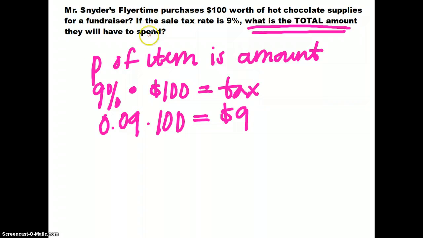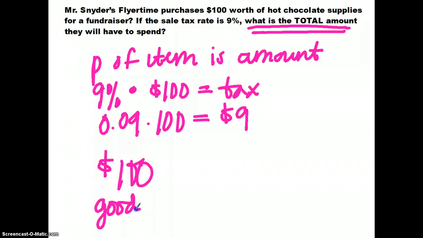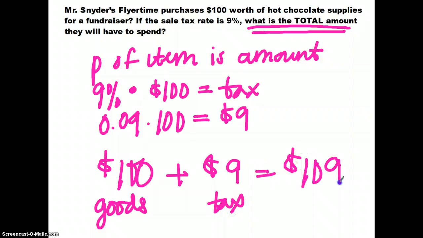But it asks what is the total amount they will have to spend. So they have to spend $100 on the goods, on the items. They have to spend $9 on the tax. So the total amount they'll have to spend is $109. Make sure you're reading the questions when you answer these. It can be easy to not answer what it's asking you to, so make sure you carefully read what the problem says.